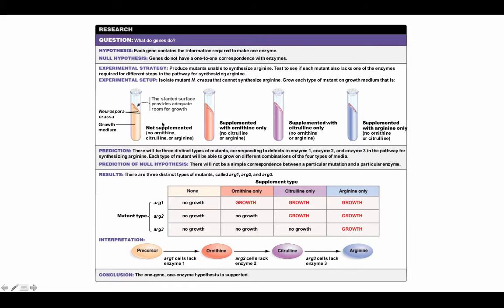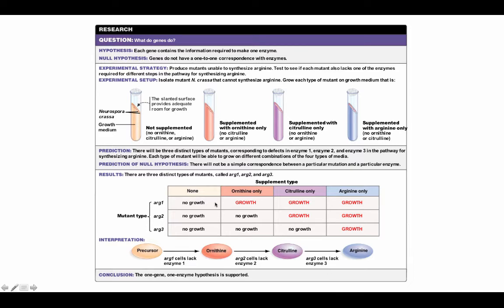If there are enzymes that catalyze each of these reactions from one precursor to the next in this pathway, we should be able to produce different kinds of mutants for each of these enzymes that catalyze those reactions. And so that's the prediction. And so what were the results that they found?